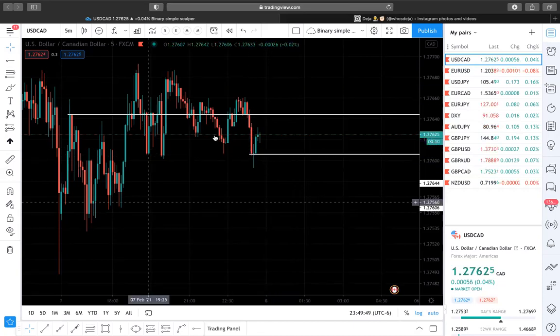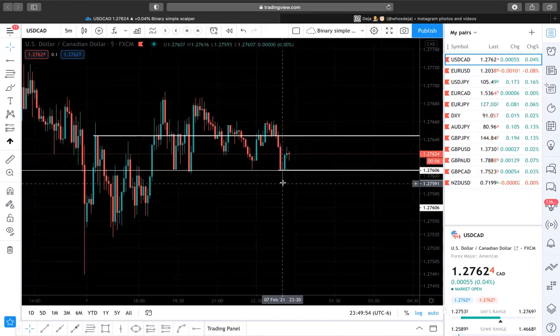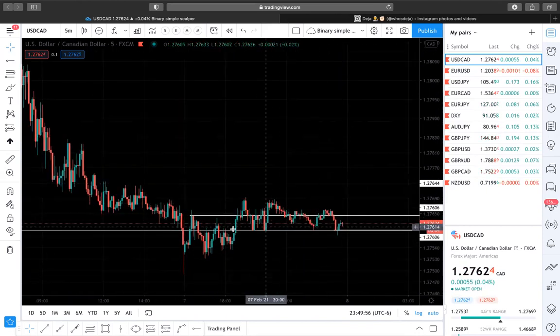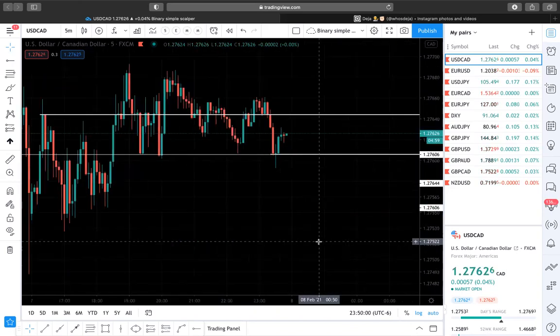And if I were to actually even extend this and make this a horizontal line, I can see we have a lot of activity in this area. We have a lot of wick rejections, right? So it makes me trust this spot a little bit more.